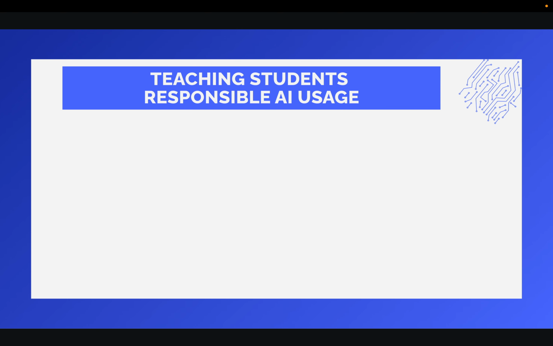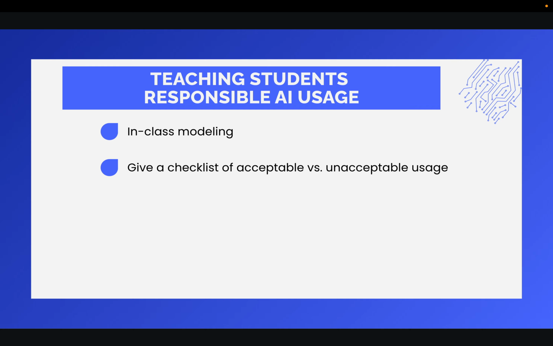Now, I did want to talk about how we can teach students how to use these tools ethically and not just kind of run rampant with them. So first thing is obviously in-class modeling. This comes naturally to us as teachers. So showing them how you would use the tool, showing them how to use it in general. Giving them a checklist of ways that is acceptable to use AI versus unacceptable. Make it very black and white and obvious to them.